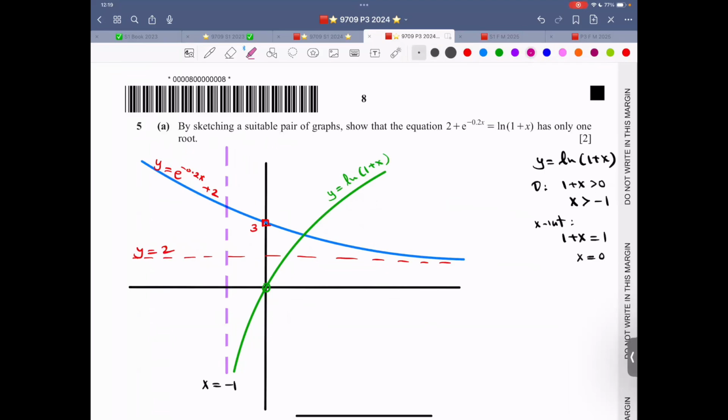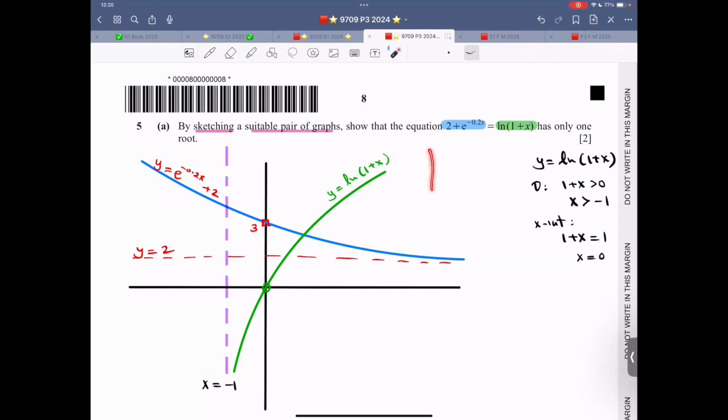Question number 5, it says, by sketching a suitable pair of graphs, that means you have to draw 2 graphs, show that the equation. So one equation is the ln one. Let me mark it with green color. This is ln 1 plus x. That is the one I need to draw. And the other one is the blue one. That is 2 plus e raised to power of negative 0.2x.